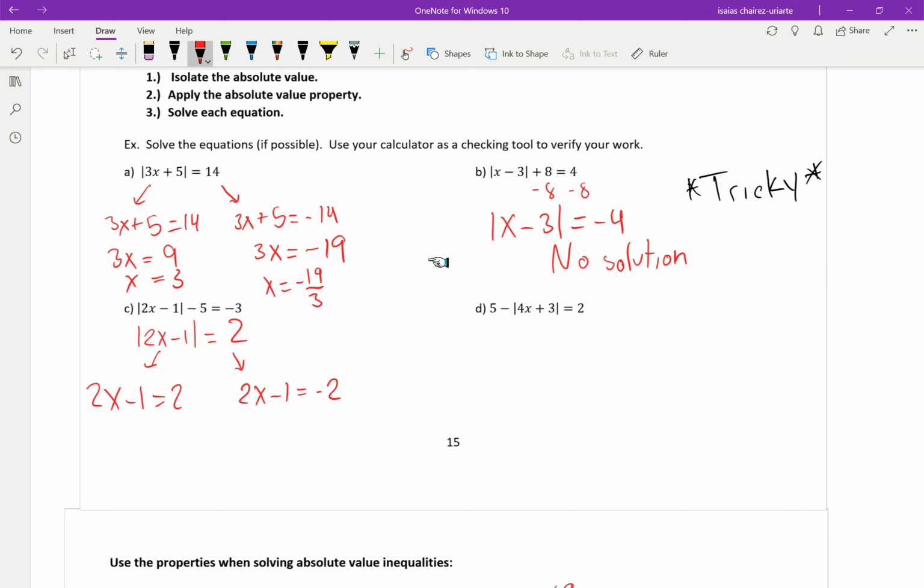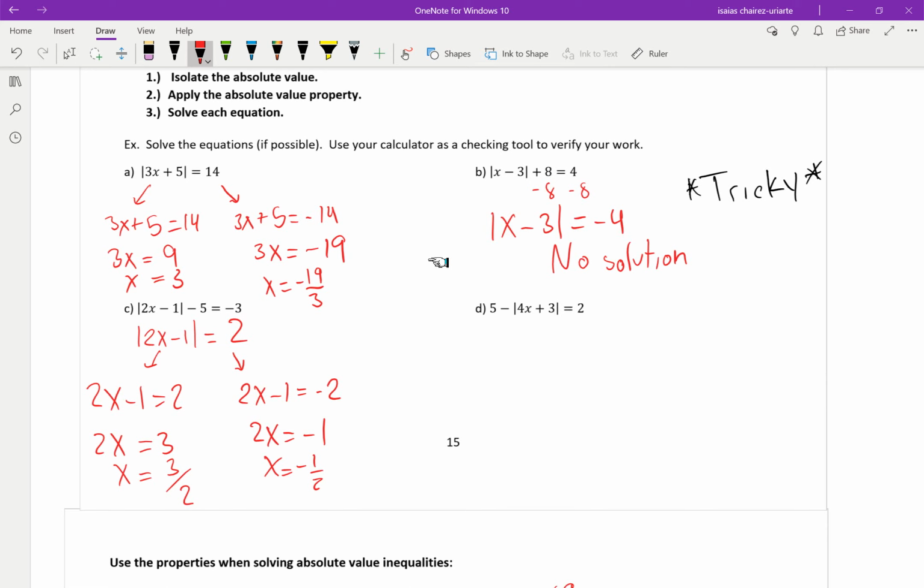And now I gotta solve each one of these equations. So let me add 1 to both sides. That would say 2x equals 3, and then x equals 3 over 2 after I divide by 2. Here if I add 1 to both sides, this would say 2x equals -1, and then x equals -1/2. And those are my answers. We could verify that these are the correct answers by putting things into our calculator, but they are the correct answers here.